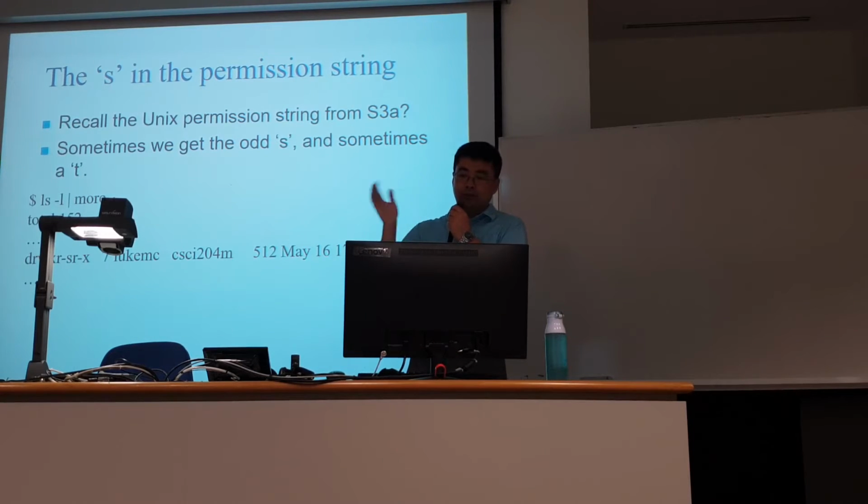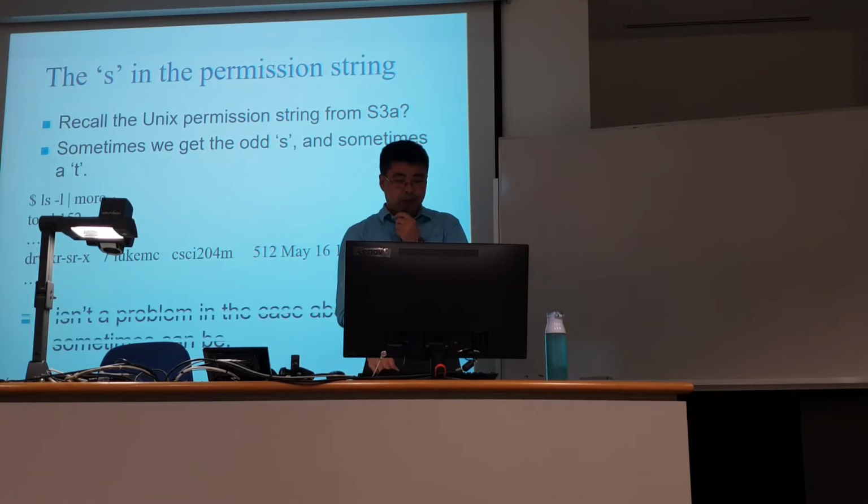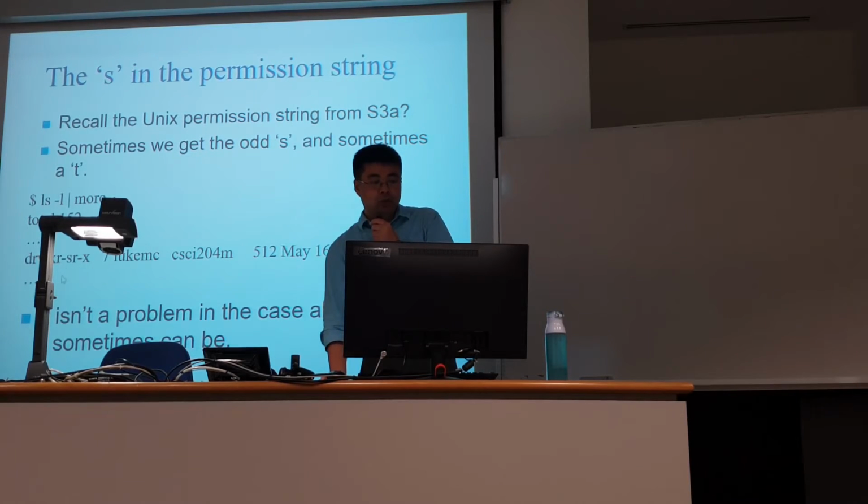The second to the fourth are for the owner, group, and others. But the first number actually is for special permission. So if you see an S, that means the first number is not 0. It's some other value, and then you will see an S inside the permission string. So in this case, the S can appear in the owner, group, or others part.